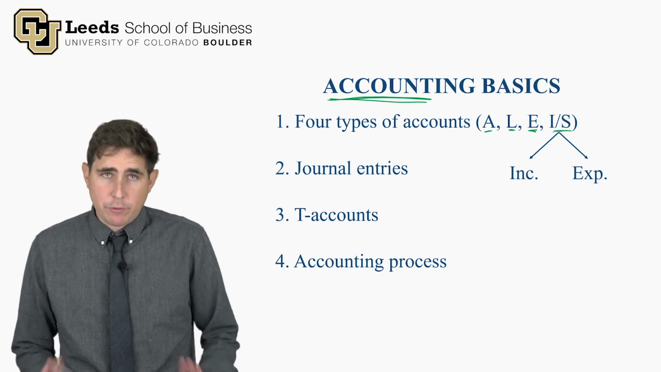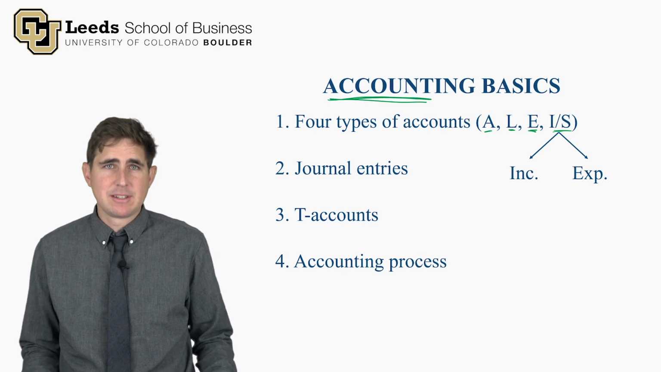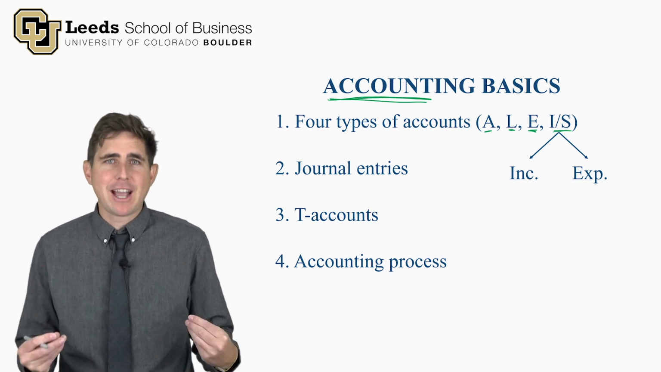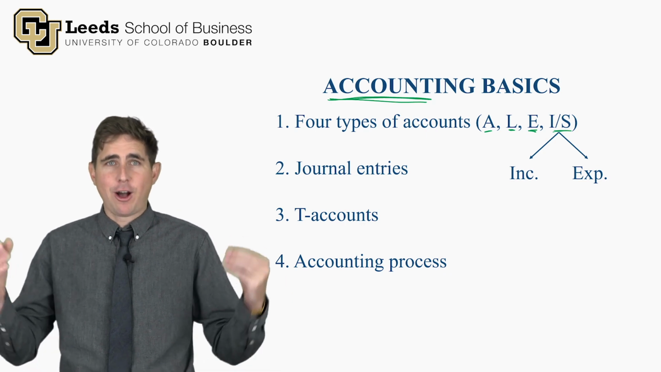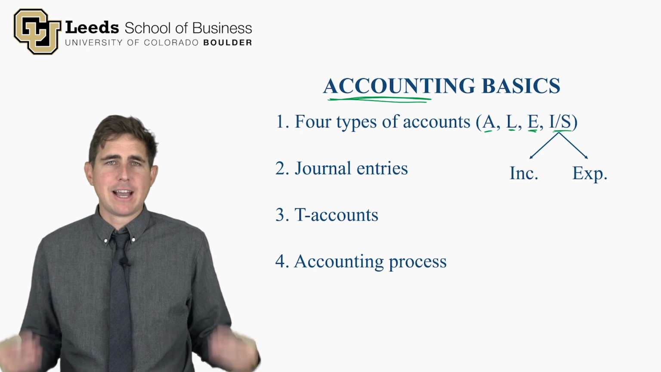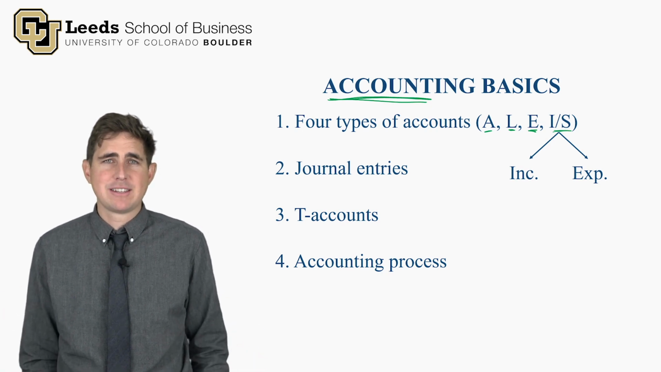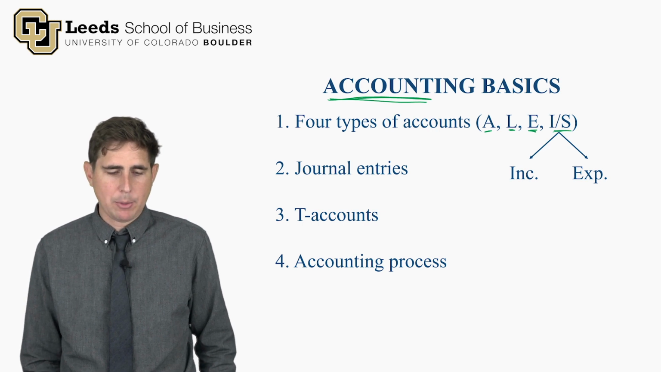Okay, first we'll talk about the 4 types of accounts. Then we'll talk about how journal entries are able to affect the account balances. We'll talk about T accounts, which is how we track all of the journal entries that are affecting the accounts. And then we'll just go through the accounting process. So how does the process happen during the year? And we'll go through an example, okay?